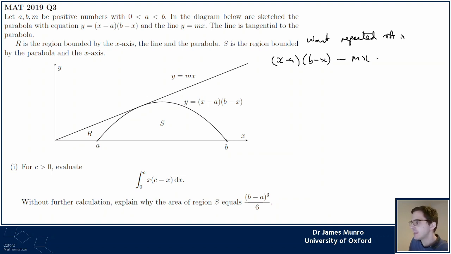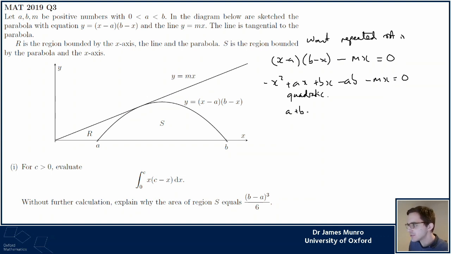I want a repeated root in the difference between those curves. When I look for points of intersection, I want to find a repeated root. Multiplying out this quadratic gives me ax, there's a bx, there's a minus ab, minus mx equals 0. I know quadratics have repeated roots when b squared minus 4ac, the discriminant, is 0. Here the discriminant is a plus b minus m, that's my x coefficient, squared, minus 4 times minus 1 times minus ab, which is minus 4ab. If that is 0, then I get a repeated root.